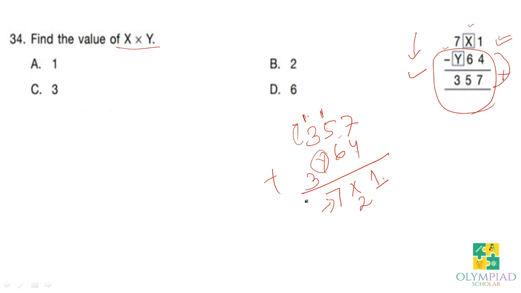So that means it is 3. So y is 3 and x is 2. Okay, x is 2 and y is 3. You have to multiply. Definitely you will get 6, which is option D.